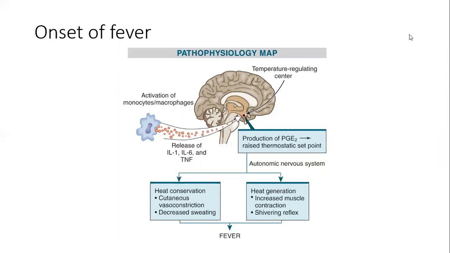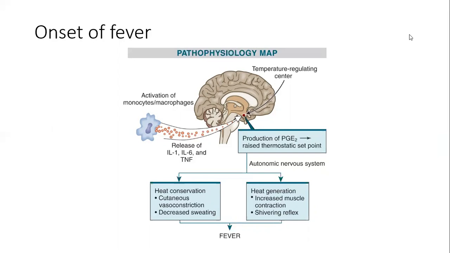And so then what happens is the peripheral blood vessels constrict to conserve heat and decrease sweating. And the body makes more heat by increasing muscle contraction and shivering. And that all is described as a fever.